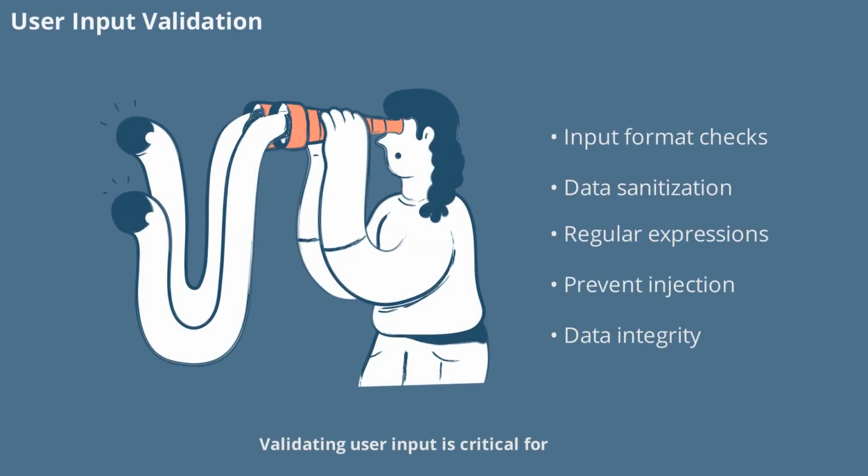codebases. Validating user input is critical for preventing security vulnerabilities in Android apps. Techniques include checking input formats, sanitizing data, and using regular expressions. Proper validation helps prevent injection attacks and ensures data integrity. Discussing your approach to input validation shows your commitment to building secure and reliable applications.